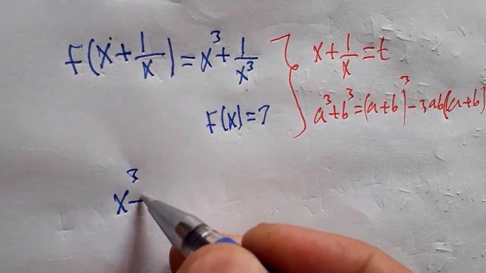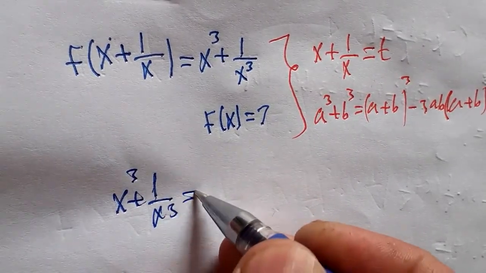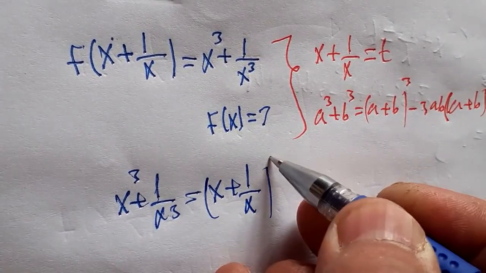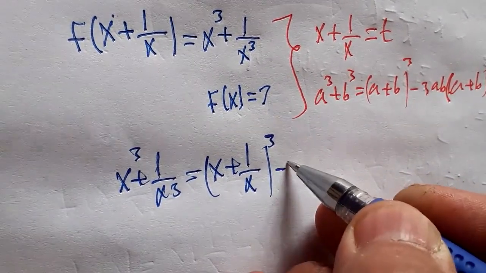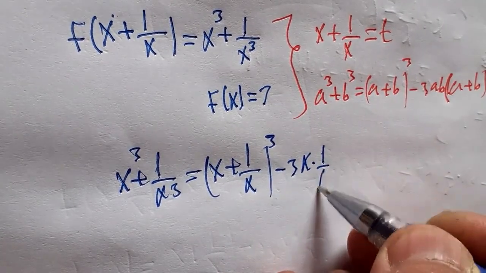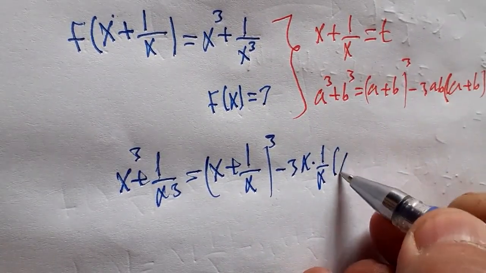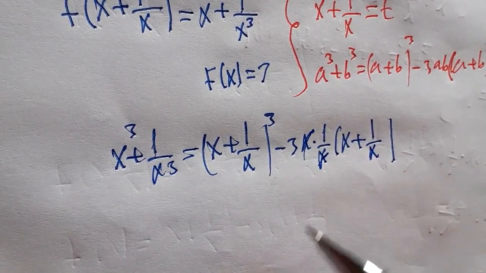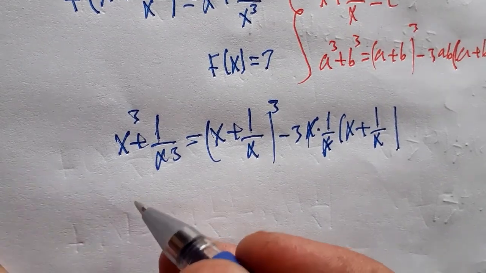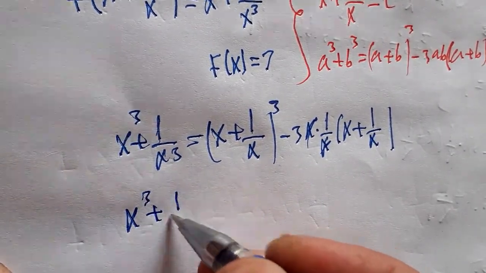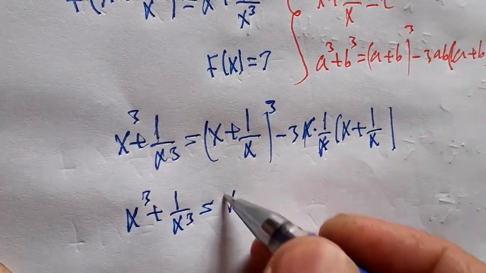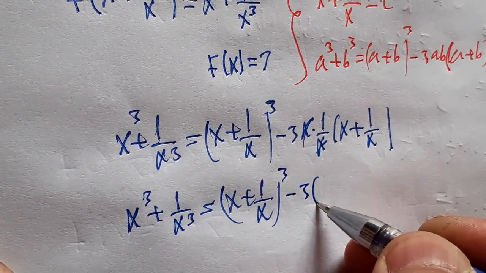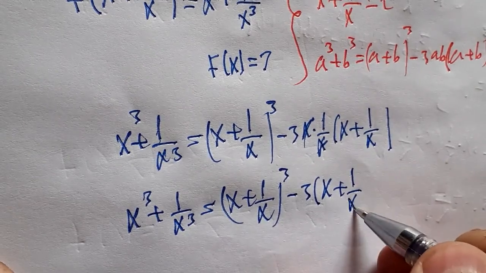x cubed plus 1 over x cubed equals x plus 1 over x whole cubed minus 3 x times 1 over x times x plus 1 over x. x with x cancel out, and so x cubed plus 1 over x cubed equals x plus 1 over x whole cubed minus 3 times x plus 1 over x.